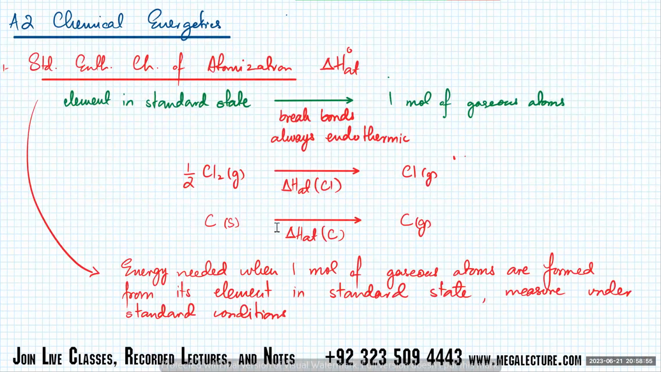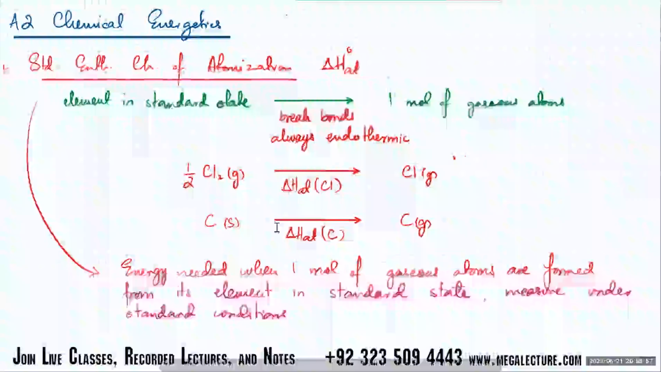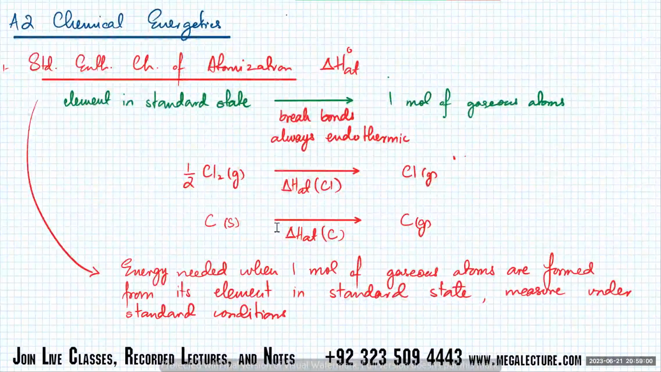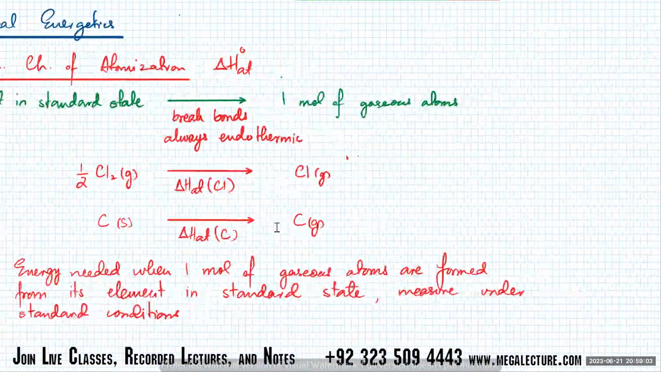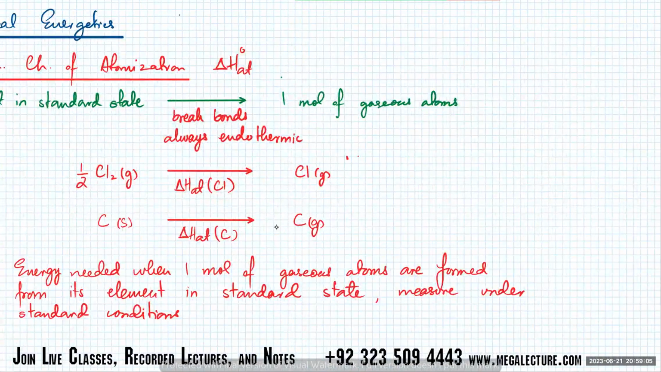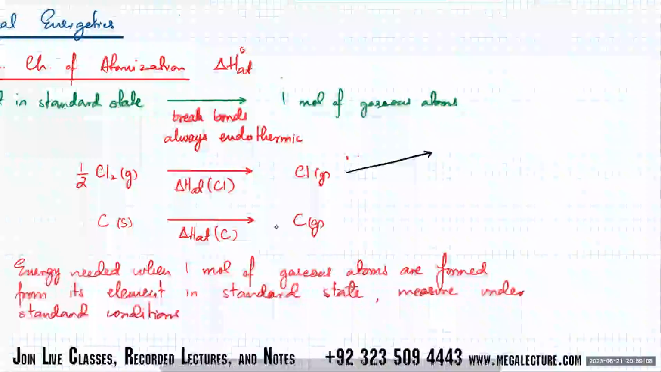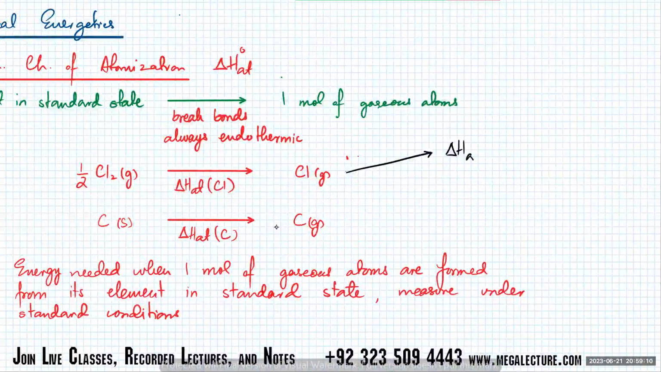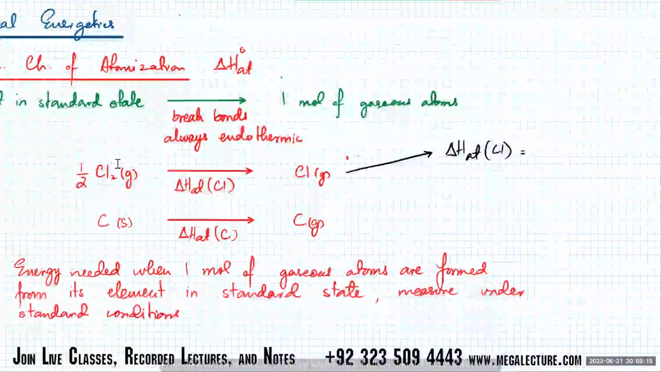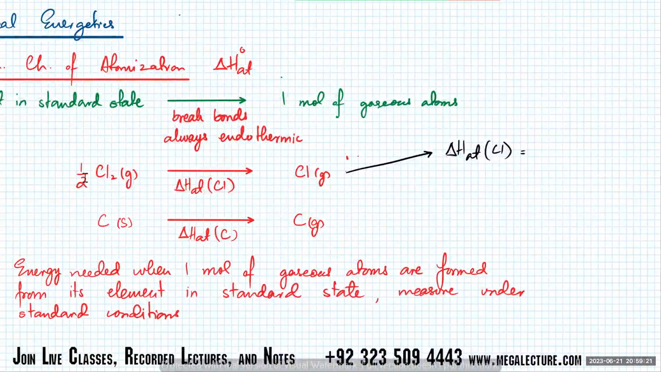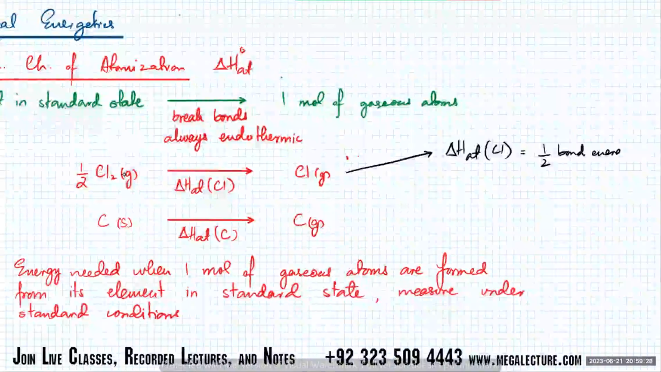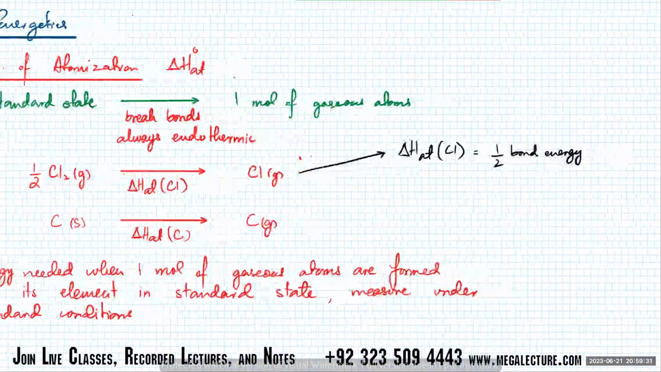So the other thing is that atomization can sometimes be found from bond energy. Not always, but sometimes. For example, in this equation, the enthalpy change of atomization of Cl is basically equal to, how many bonds did you break over here? You broke a Cl-Cl bond, and you broke half a mole of them. So it's basically equal to half the bond energy of the Cl-Cl bond.